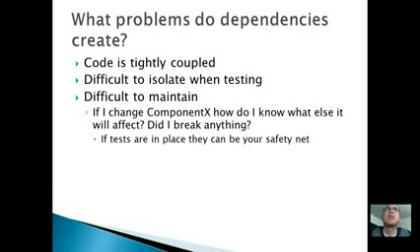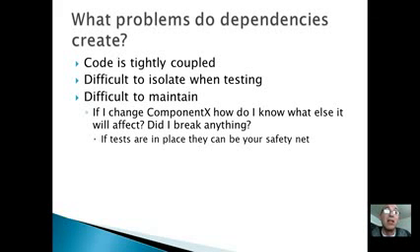What problems do dependencies create? So why do we not like dependencies? Well, when you have a lot of dependencies all over your code, you can't even construct class A unless you construct 20 other classes, which can construct 10 out of those classes. It can get really out of hand quickly.